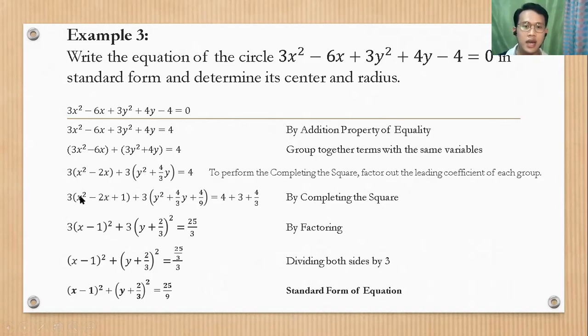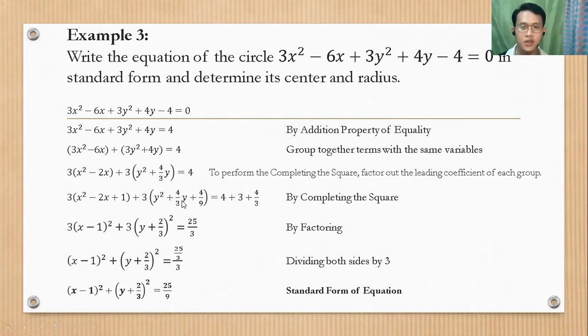So what is the third term? It's 1. Why? Finding the third term will be b over 2 quantity squared. So what's the value of b? That is -2. -2 divided by 2 is -1, and then quantity squared, so you need to square the -1, which is equal to 1. Same goes with your y here.